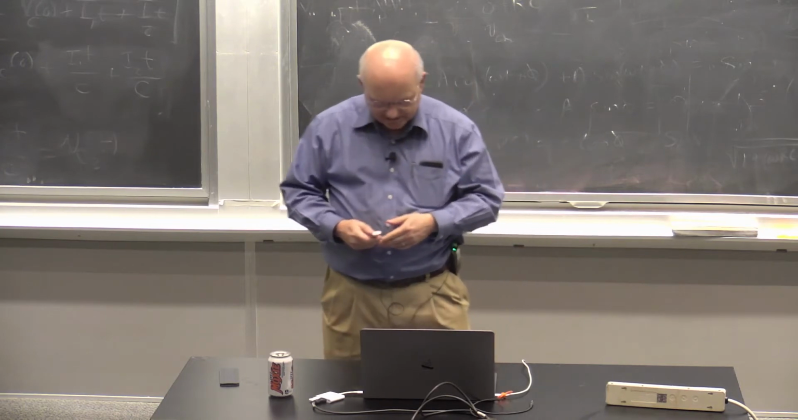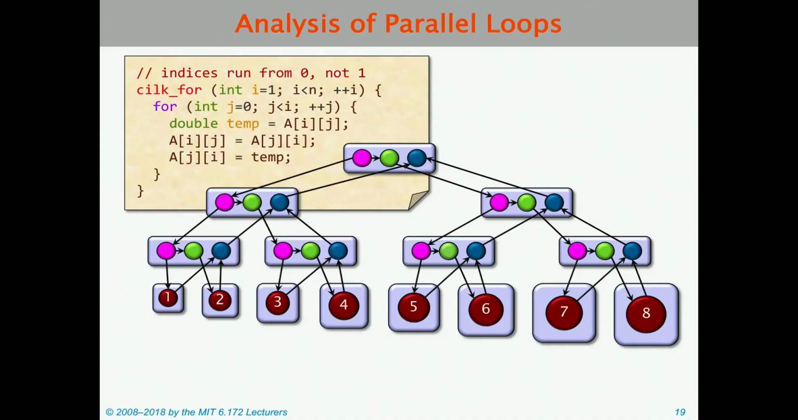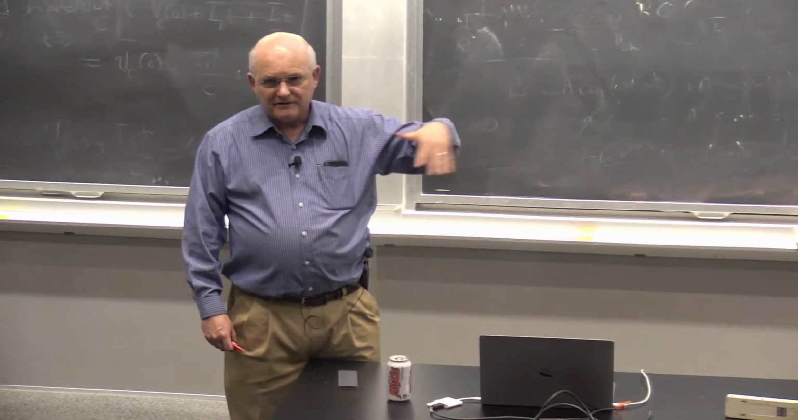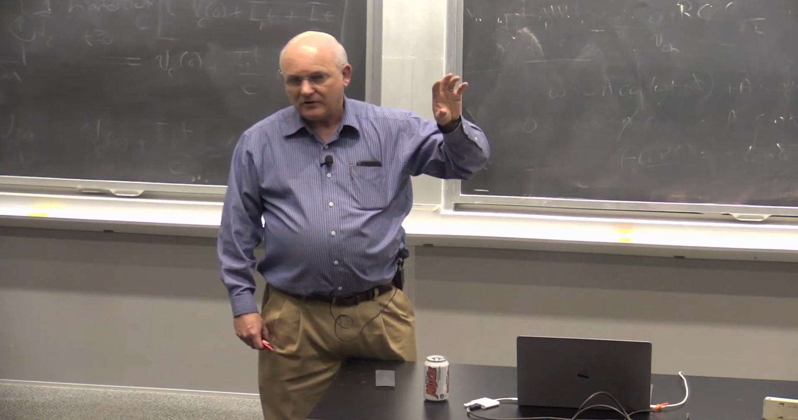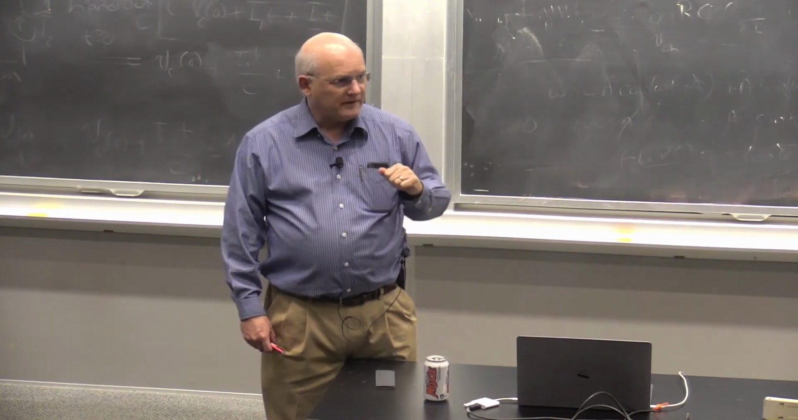So let's analyze this a little bit. Analyze parallel loops. As you know, we analyze things in terms of work and span. So what is the work of this computation? Well, before we get there, what's the work of the original computation, the doubly nested loop? If you just think about it in terms of loops, if they were serial loops, how much work would be there?